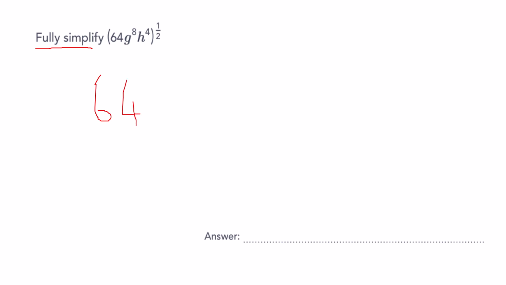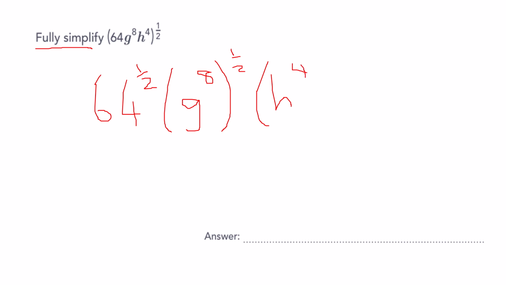And then I'm going to use the power to power rule for the rest of the algebraic terms. So I'm going to have g to the power of 8 to the power of a half, h to the 4, all raised to the power of a half. Okay, now power of a half in maths means the square root. So I'm going to do the square root of 64. That's going to be 8.